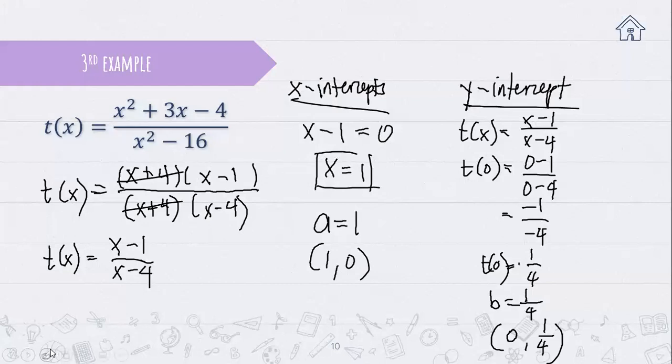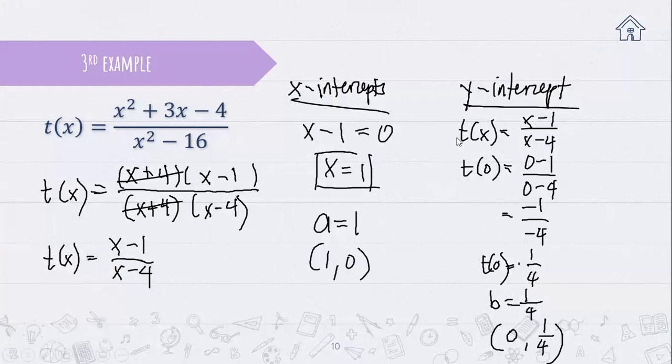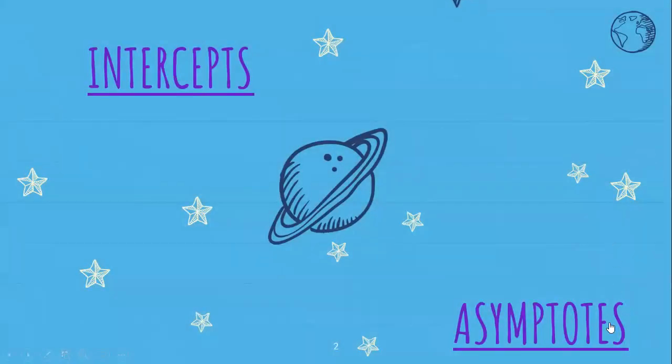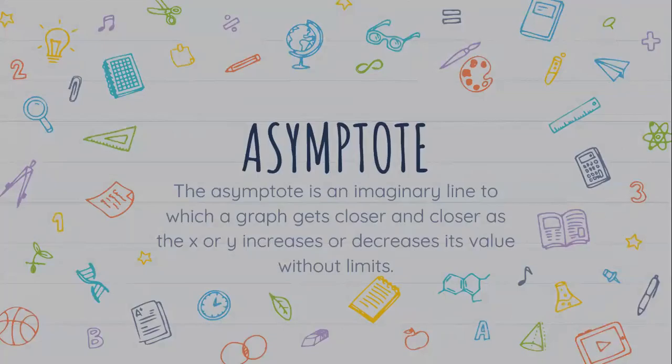Okay. Sige. Ngayon class, since you have already understood what are the intercepts, let's proceed to our new concept. To our next concept, which is the asymptote. Ay, nabasa nyo na. Ayan.